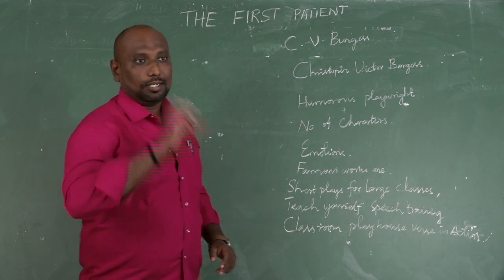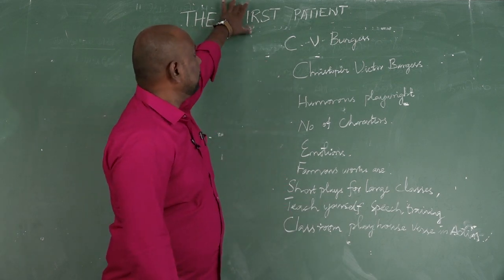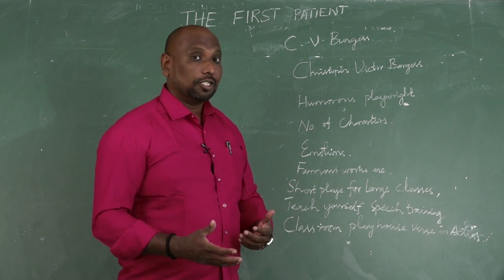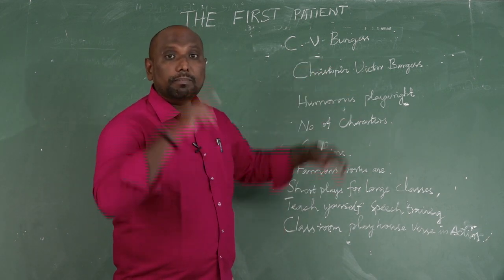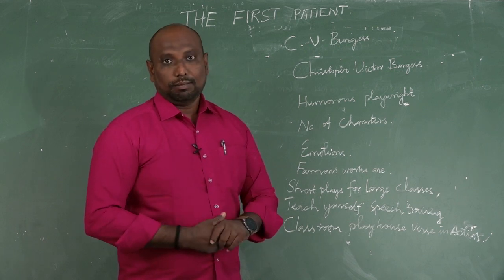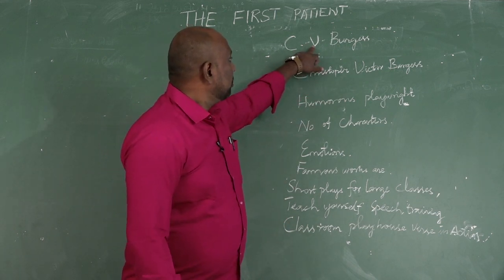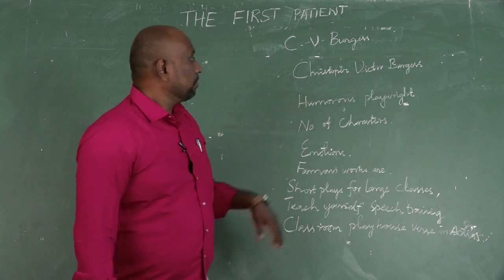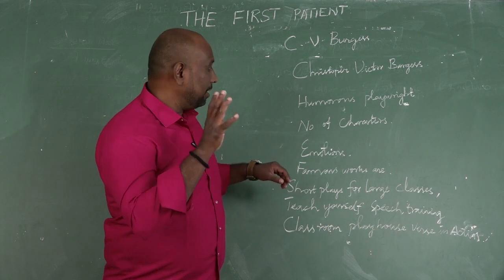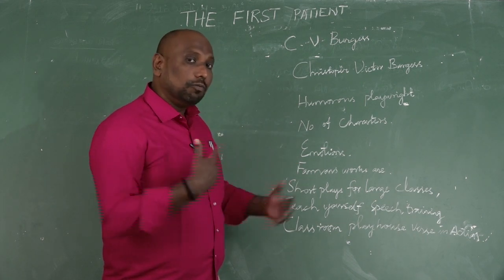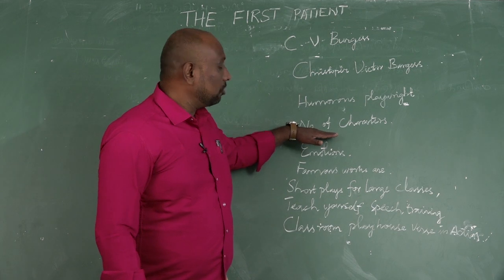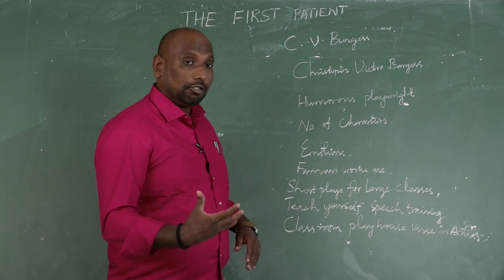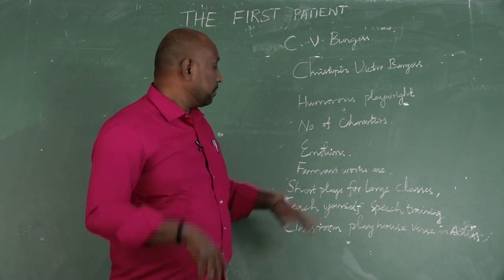Who is the author, and why is the title given as The First Patient? From the title we can get some idea that the story may be set in a hospital. So, who is the author here? C.V. Burgess. It means Christopher Victor Burgess. He is a humorous writer who has written many humorous stories. His stories concentrate on many characters, and they are based on emotions.